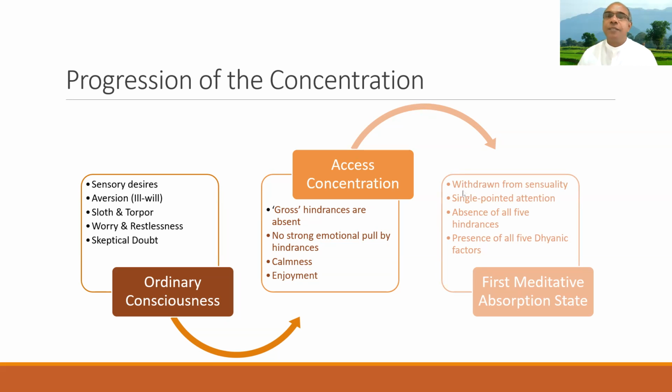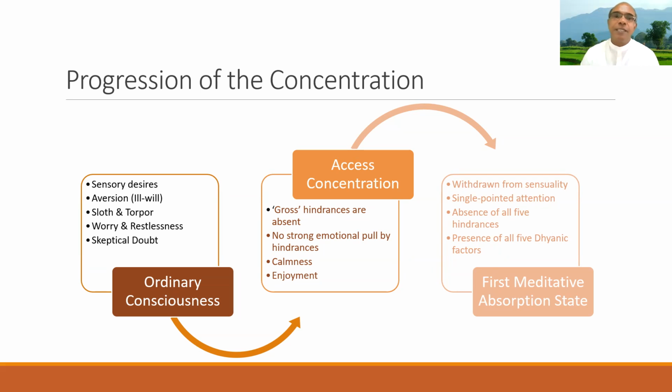The mind is fully withdrawn from sensuality. It's not concerned about the eyes, ears, nose, seeking happiness from outside. It is fully withdrawn from there. It has single-pointed attention on the meditation thought. All five hindrances are totally absent. There is presence of five factors which replace the hindrances. They are called dhyanic factors or jhanic factors, which I'm going to teach you next time.